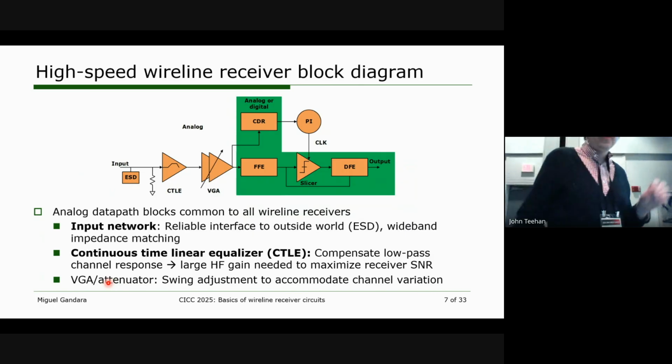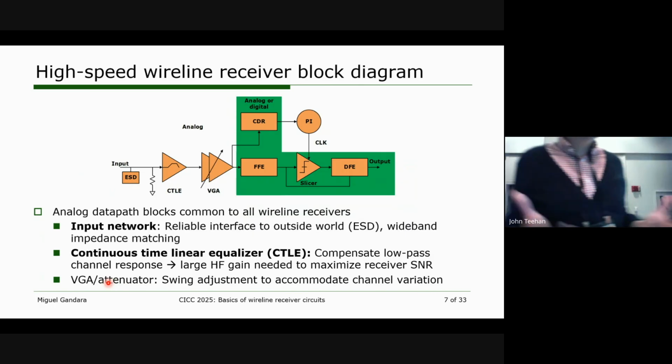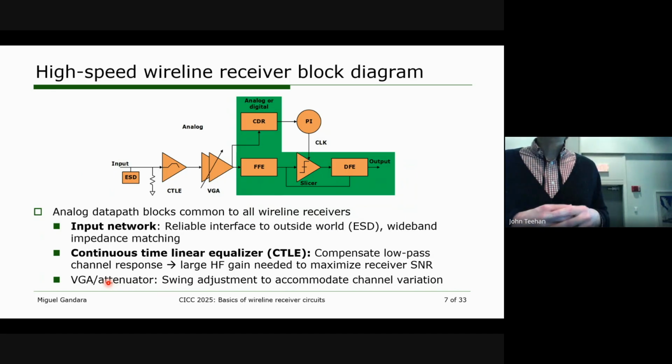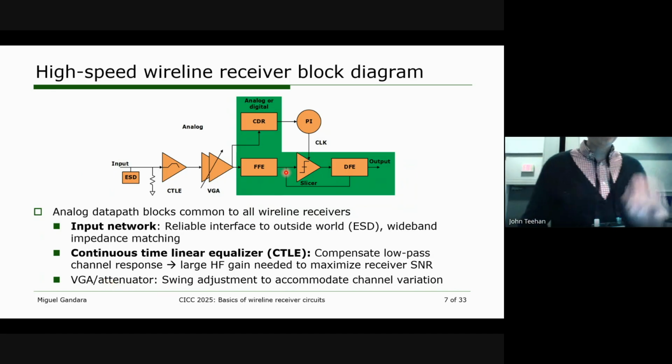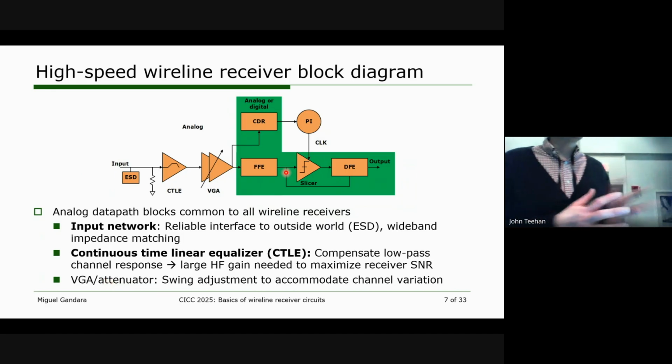Okay, so finally, we have the VGA attenuator. What this does is it allows us to work across a wide variety of channel constraints and ensure that we get a constant swing at the slicer input, regardless of the channel variation.